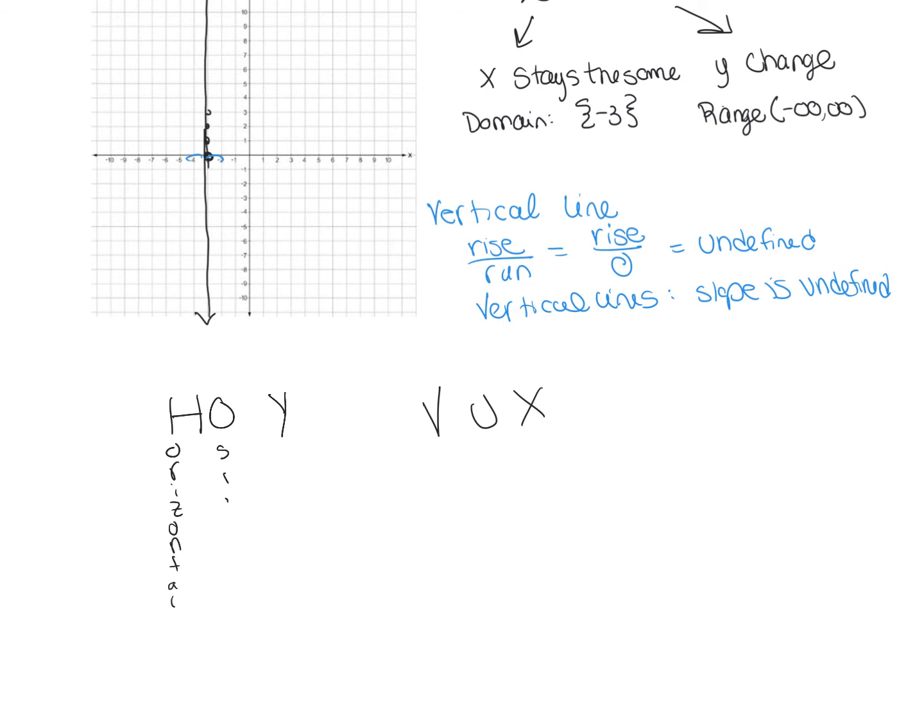Horizontal lines have a 0 slope, and they look like y equals. Vertical lines have an undefined slope, and they look like x equals.